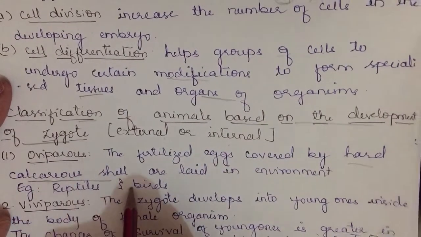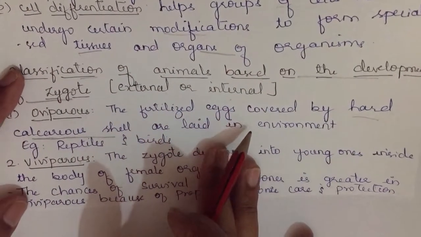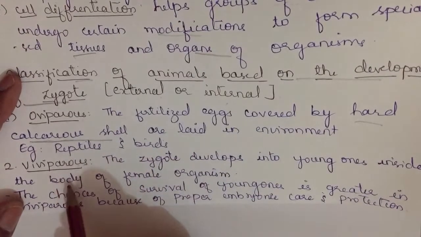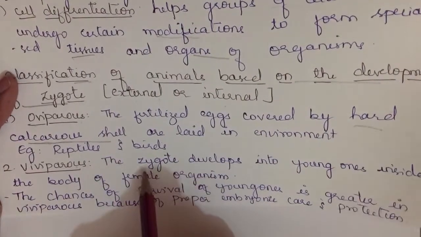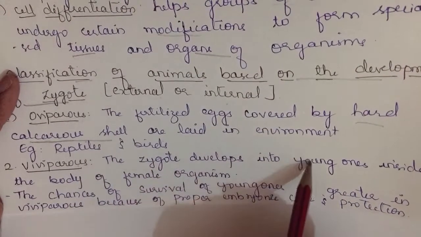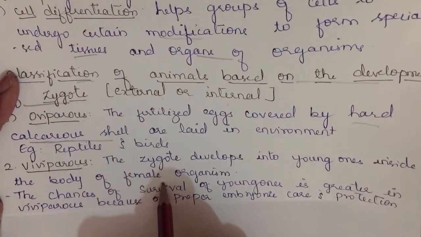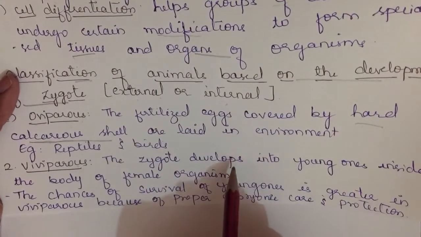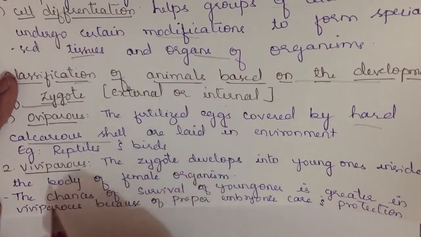Examples for these are reptiles and birds. Next, viviparous: the zygote develops into young ones inside the body of the female organism. As we said, viviparous organisms give birth to young ones. The zygote develops into young ones inside the body of the female organism, so that it can get protection and care.